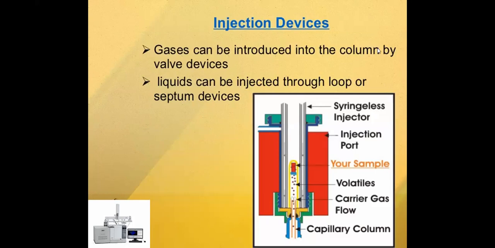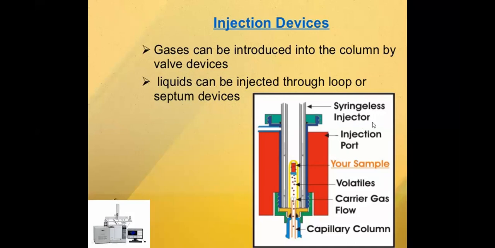So the first one is injection devices. That is one of the most important devices incorporated after the flow controllers and flow meters. How do we inject the sample into the column? Various injection devices are available, some of which you are observing on the screen, such as the syringe and syringeless injectors.